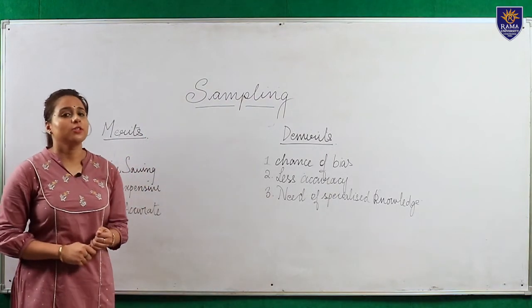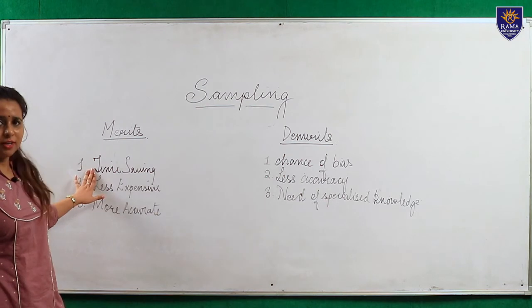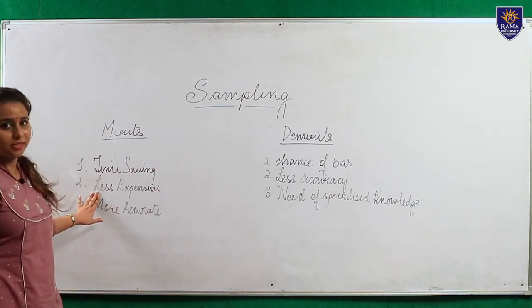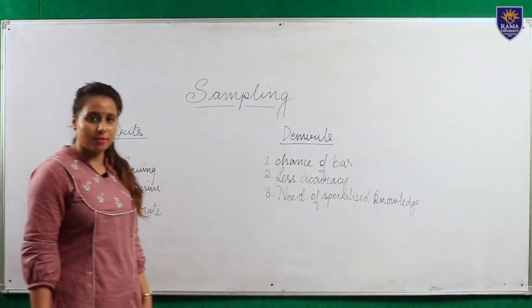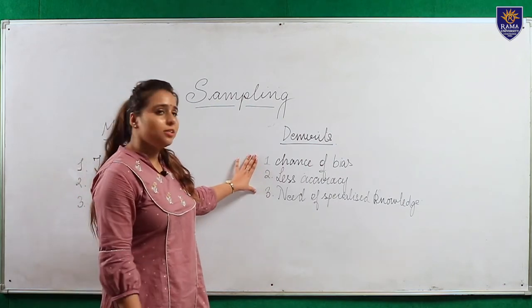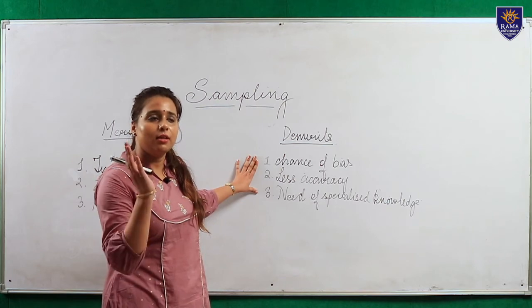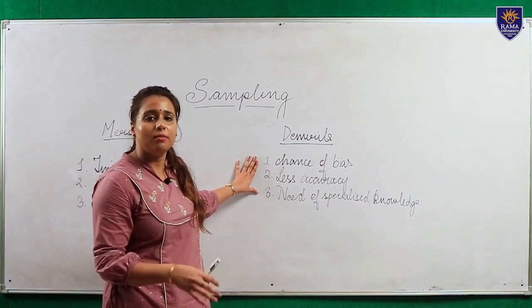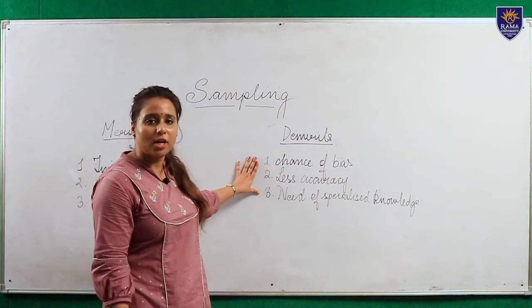Now let's move on to the merits and demerits of sampling. As we all know, it is time saving, it is less expensive as compared to the census case study. It is more accurate because it is performed by trained investigators. Now coming to the demerits of sampling, there is a chance of bias, as we saw that in non-probability sampling, the sample is selected on personal judgments or on personal convenience. Therefore, there comes a chance of bias.